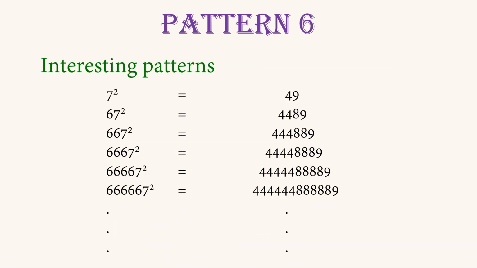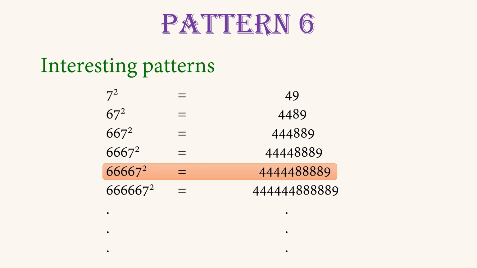Coming to the next pattern, when we have 7 in the ones place, 7 square is 49. When we have 7 in the ones place and the remaining digits are 6, to write the result, first count the number of 6s we have in the given number. Increment that value by 1 and write that many 4s, and then write 8s, the count of which should be equal to the count of 6. At last we have to write 9.